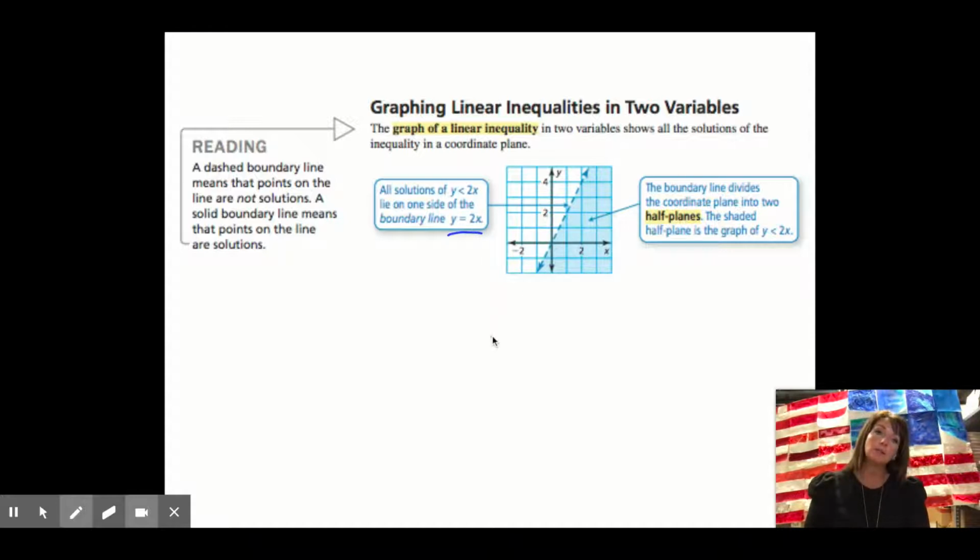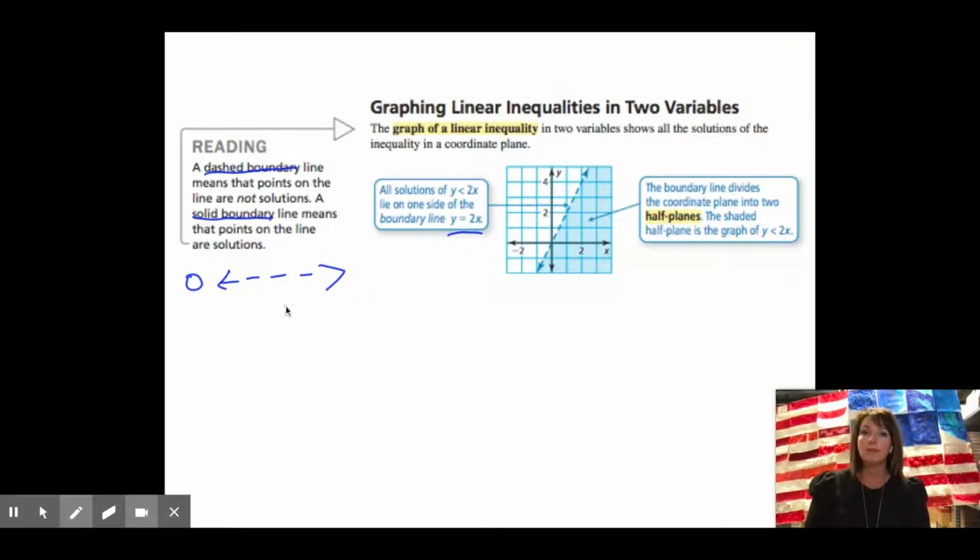Now you may notice that this is a dashed line. A dashed boundary line means that the points on the line are not solutions. A solid boundary line means that the points are solutions. So what does this look like? Remember when we were graphing inequalities on a number line and we had an open circle, and it would go left or right. Well, now we're going to replace that knowledge, when we're graphing the line, with a dashed line, okay?